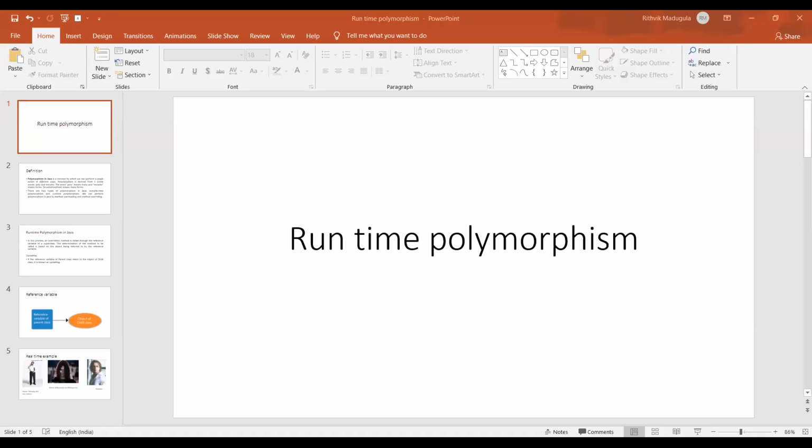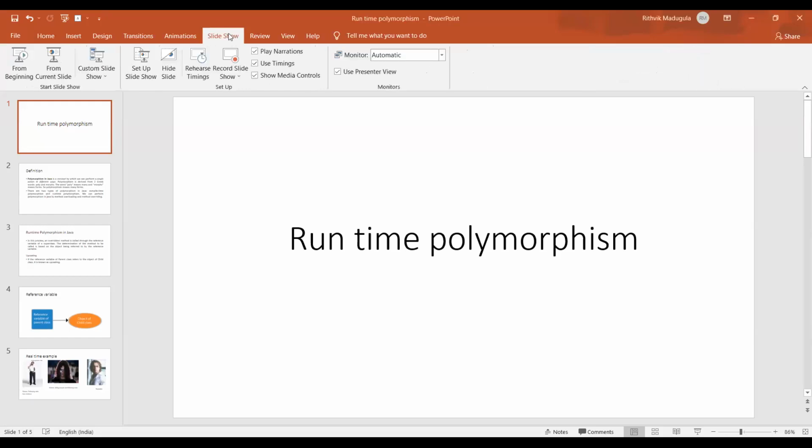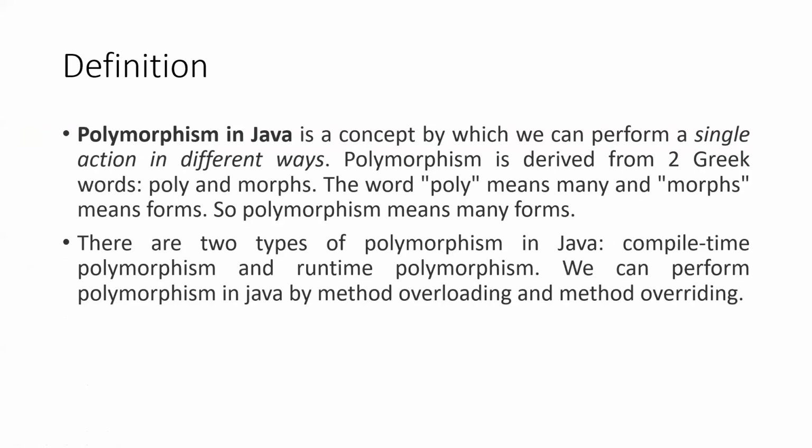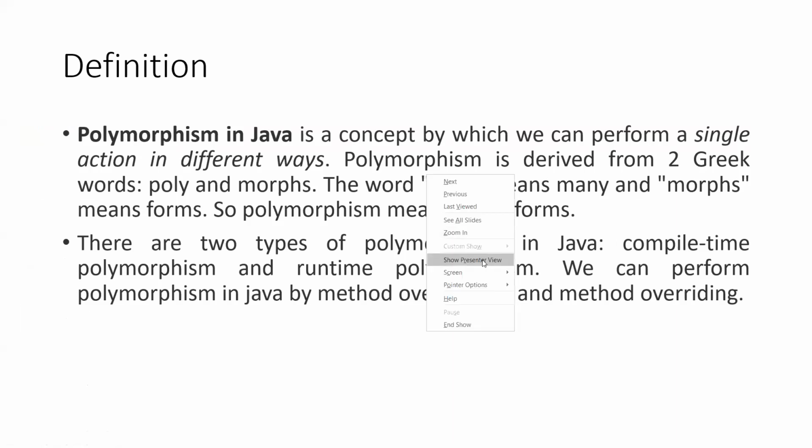Java majorly consists of two kinds of polymorphism: compile-time polymorphism and runtime polymorphism. Before we go through the various kinds of polymorphism, let us first look at the basic definitions of polymorphism and what its exact meaning is.